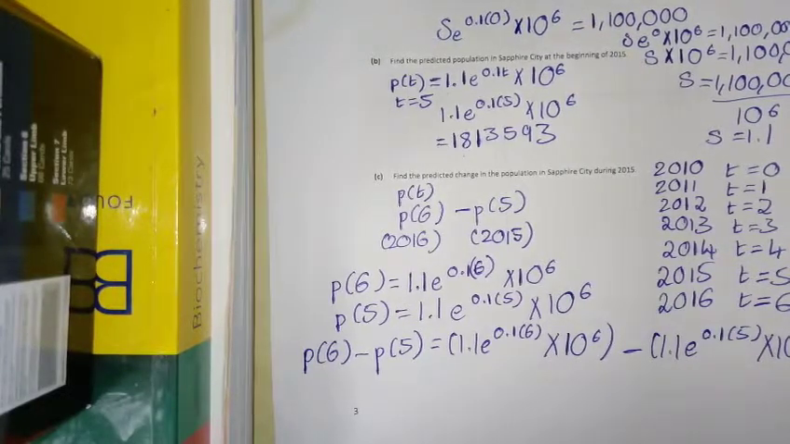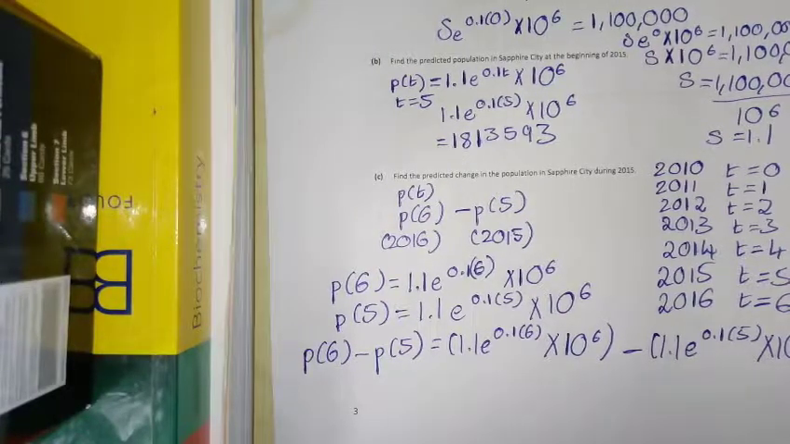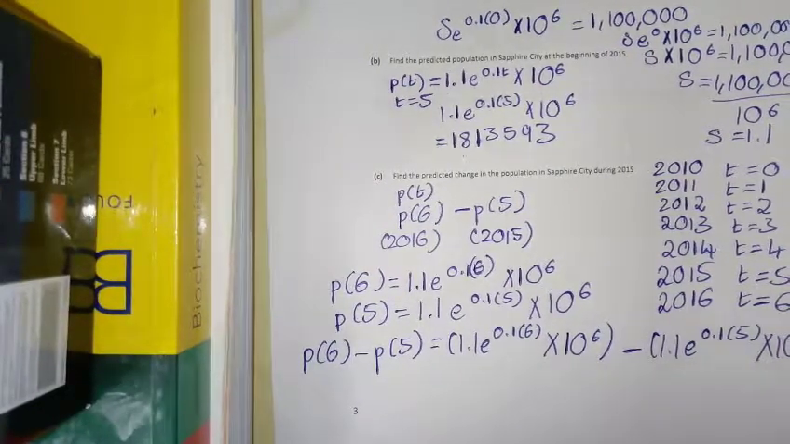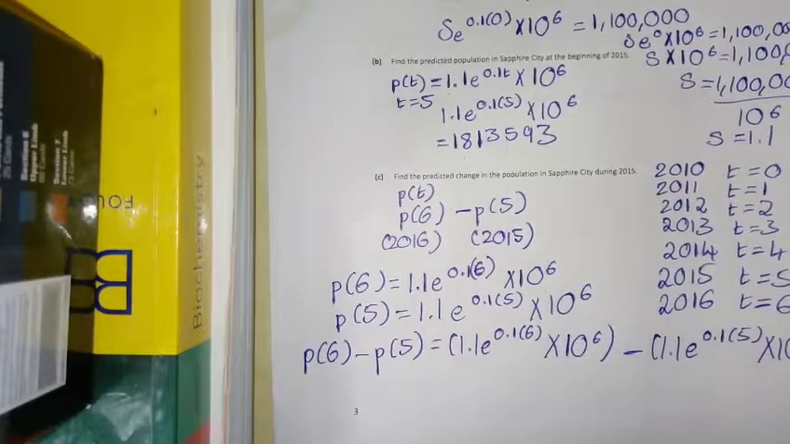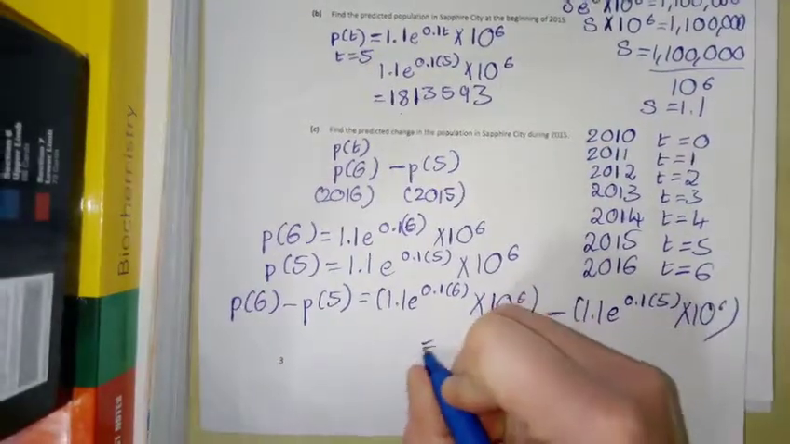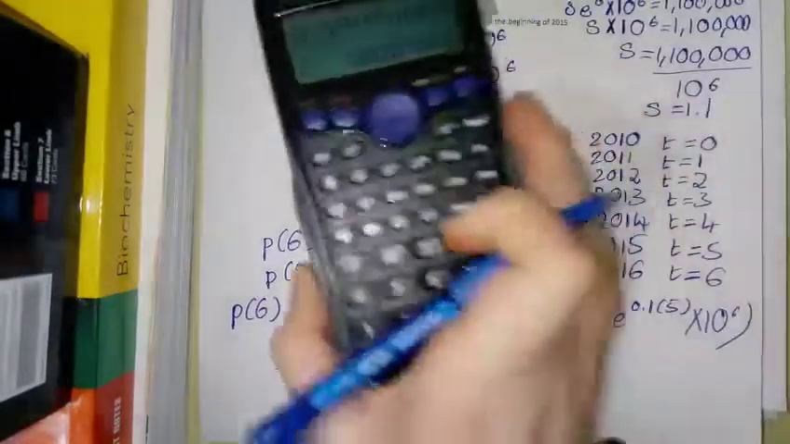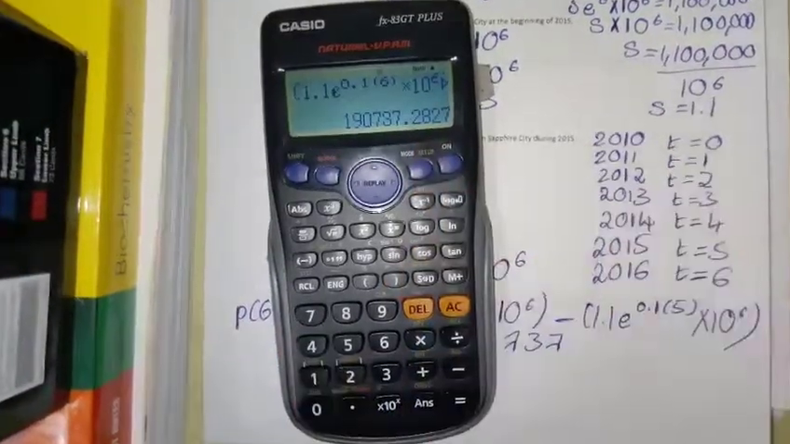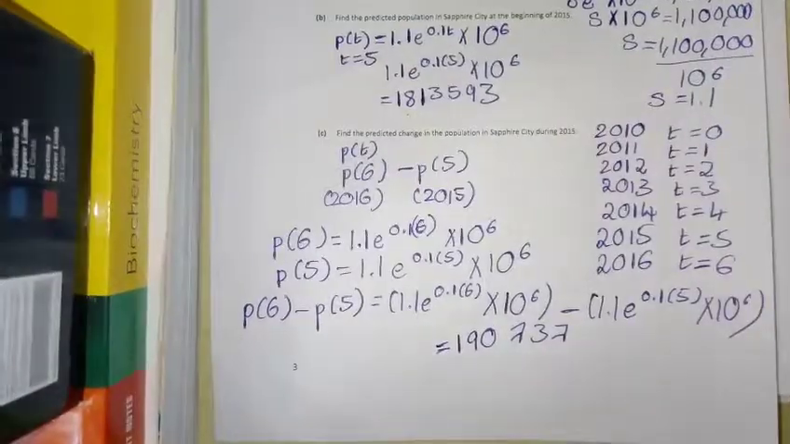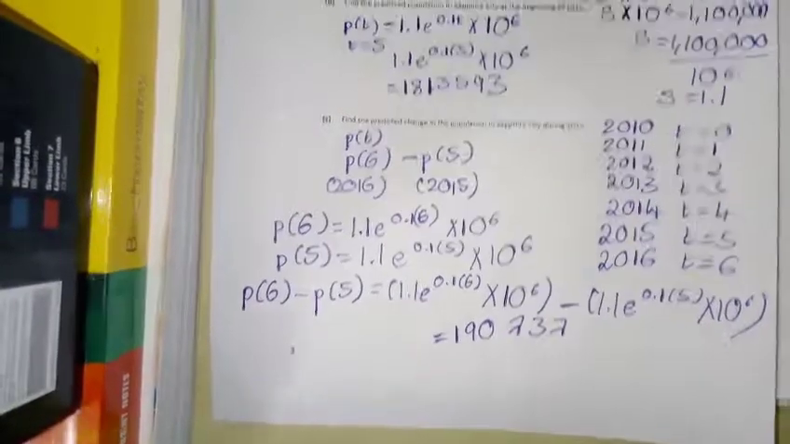I'm just going to work this out on my calculator. So when I work this out here, I get an answer of 190,737, and I actually get a decimal point, but because we're dealing with populations, we're going to round down. So that's the predicted change in the population during 2015.